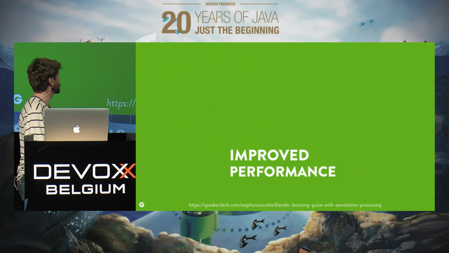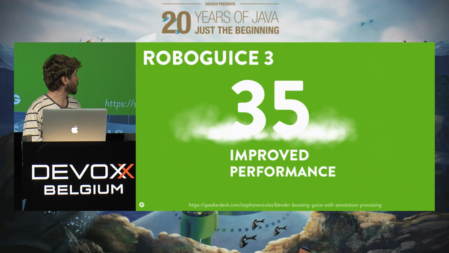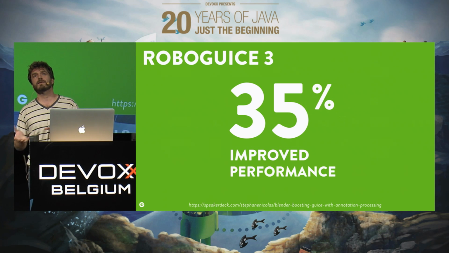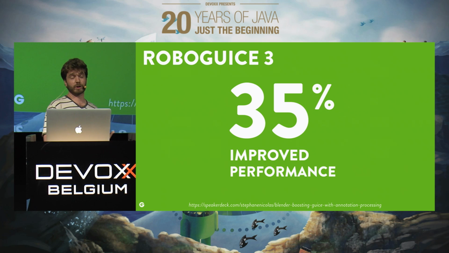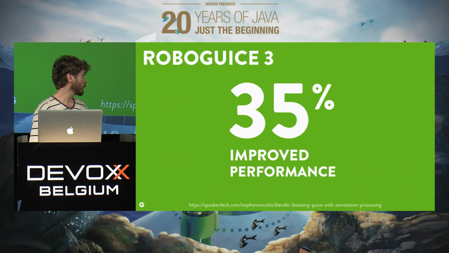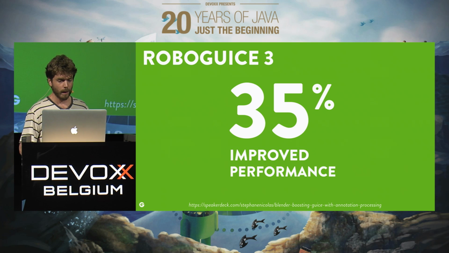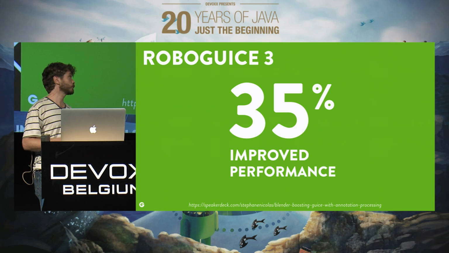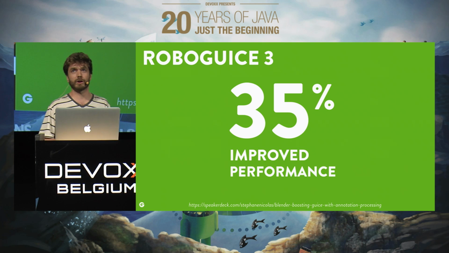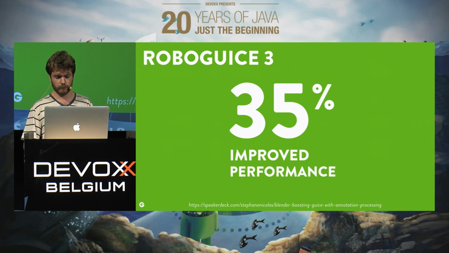So in ROBOGUICE 3, our latest release last year, we actually improved the performances of ROBOGUICE by 35%, which is quite a lot. So the way we did it is that Guice was based uniquely on reflection, and we introduced an annotation processing phase at the very beginning of the compilation, so that we can skip some part of reflection or boost them, make them faster. If you want to know more about what we did, we have some slides on Speaker Deck. We introduced a technology called Blender and RoboBlender, an annotation processor for Guice.